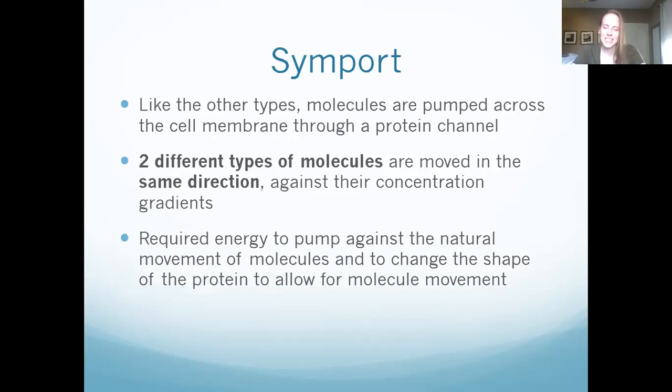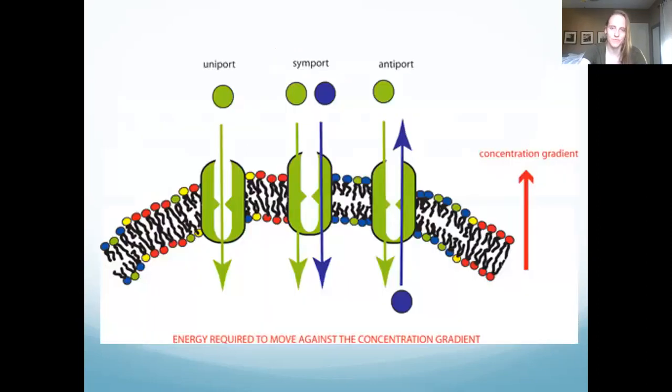And then the last type of port transport, again, molecules pumped across the cell membrane through a protein channel against their concentration gradient, so requiring energy. The difference this time is that we once again have two different types of molecules, but they're moving in the same direction as each other. So either both out of the cell or both into the cell. So this is just comparing those different examples.